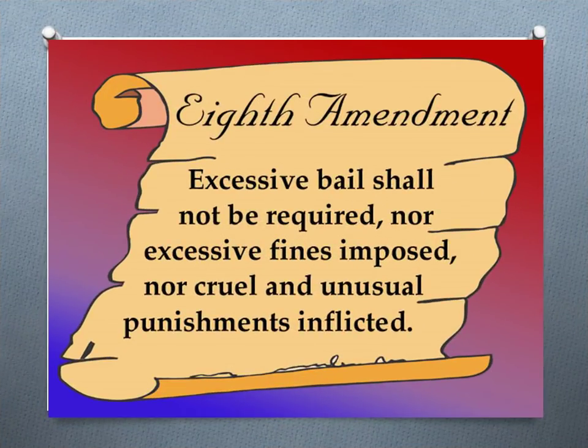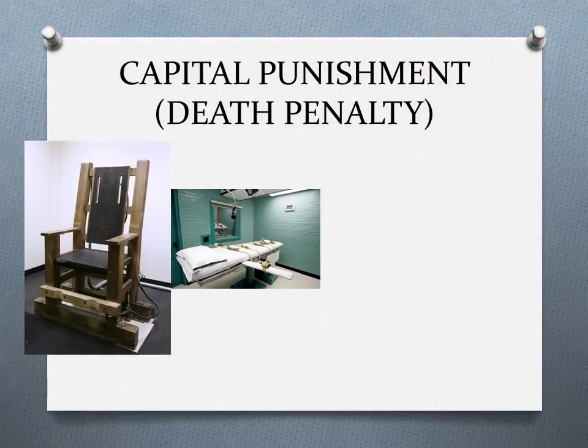Next, we'll take a look at the Eighth Amendment to the Constitution, which protects us from excessive fines and bails being imposed on us, and particularly from the infliction of cruel and unusual punishment. The debate has raged on for decades between liberals and conservatives in America about whether or not capital punishment, that is, the death penalty, is cruel and unusual punishment.